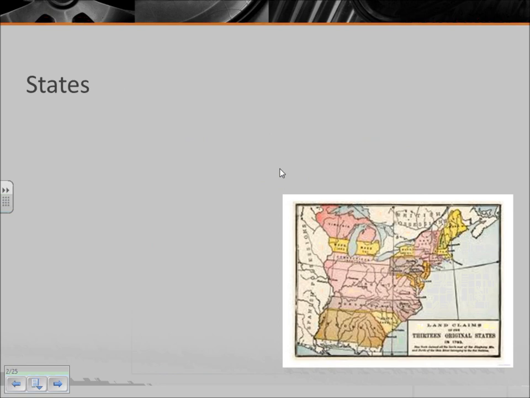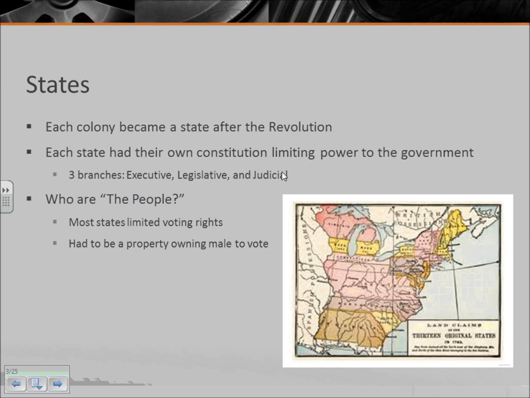Now, at this time during the Revolution, each colony became a state. And each state had their own constitution limiting power to the government. Most of them had three branches: executive, legislative, and judicial, like our government will once it turns to the Constitution. But there is this concept of who can vote, essentially. And at this time, it's very limited. You had to own property. You had to be a male. Sorry, women. But you also had to be a white male in most cases, if not all. Slaves obviously couldn't vote. And then certain laws would prohibit other races from partaking in government as well.